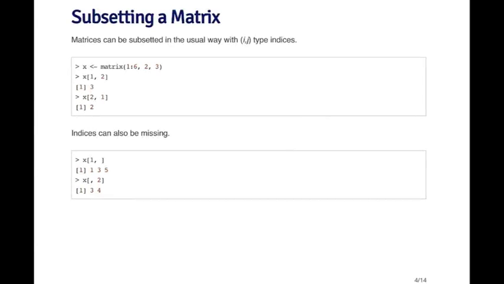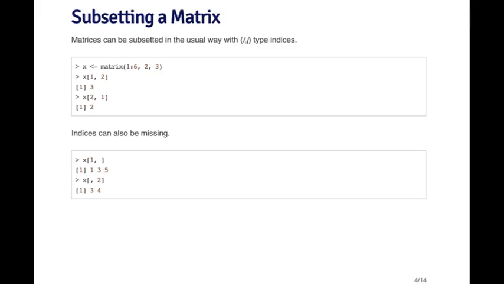Matrices can be subsetted in kind of the way that you would expect. So the first index is going to be the row index, and the second index is going to be the column index. And we can use numbers for this too. So for example, if X is a matrix, it's a 2x3 matrix with the numbers 1 through 6 in it. If I take X[1, 2], that gives me the first row, second column, and so that's going to be the number 3, and then the second row, first column is going to be the number 2.